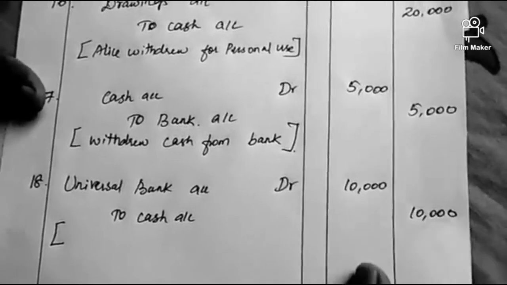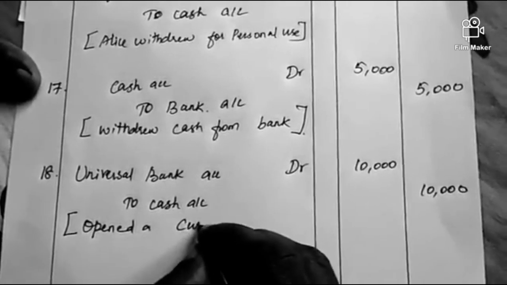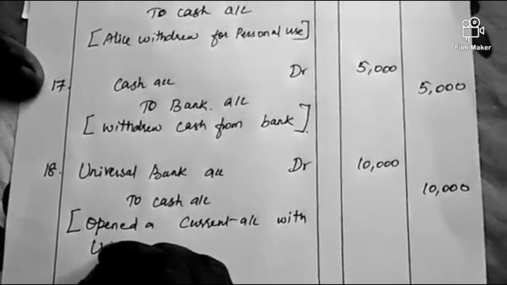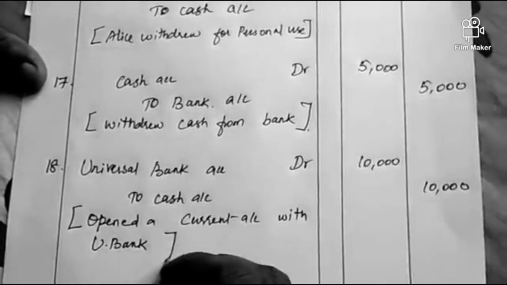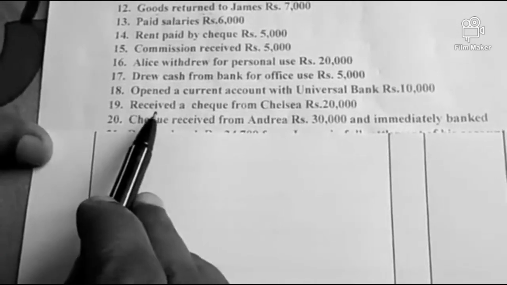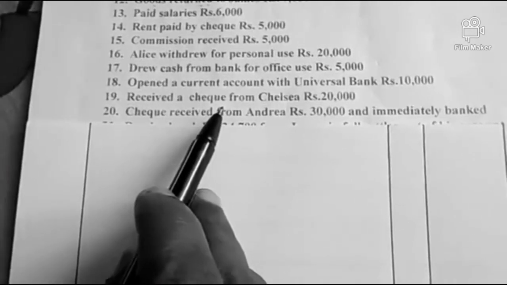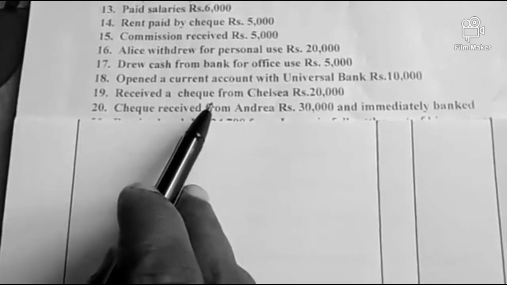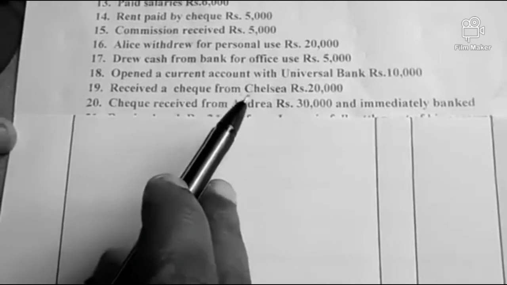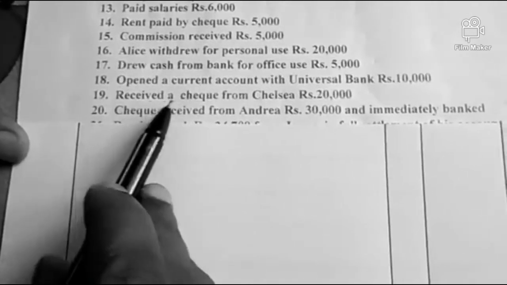So narration: open a current account with Universal Bank. Next transaction. Received a check from Celsia. See, on behalf of the company, the banker will make all payments and the banker will receive the amount from our customer. So when you receive any check from any customer, treat it as cash. So received a check from Celsia, no, treat it as cash received.